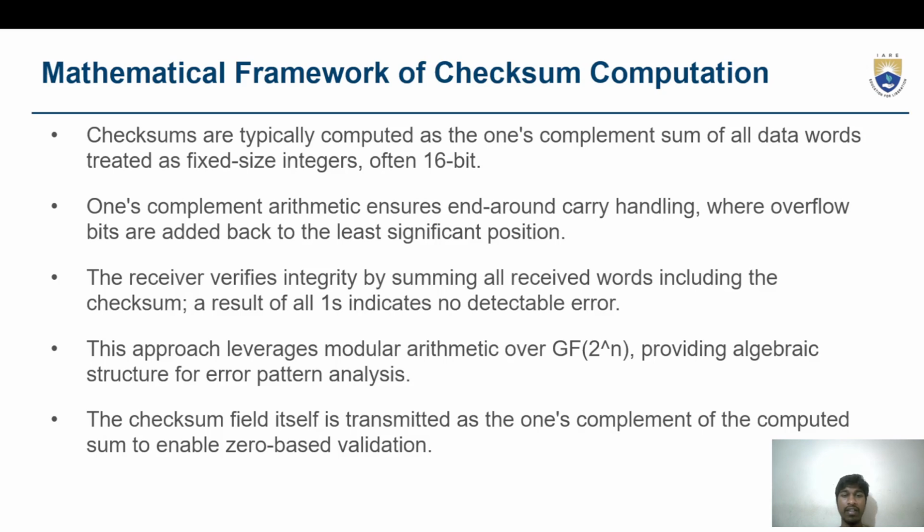The receiver verifies integrity by summing all received words, including the checksum. A result of all ones indicates no detected error. This approach leverages one's complement arithmetic over GF(2^n), providing algebraic structure for error pattern analysis.